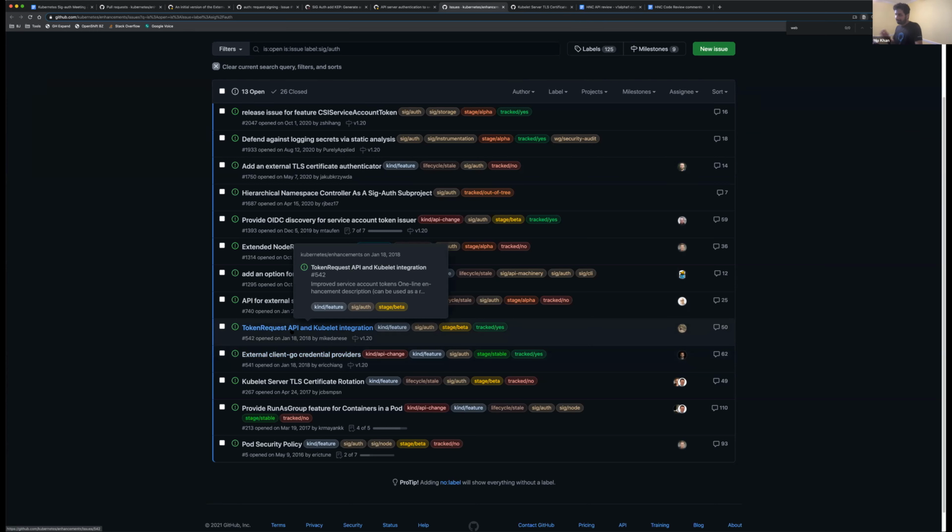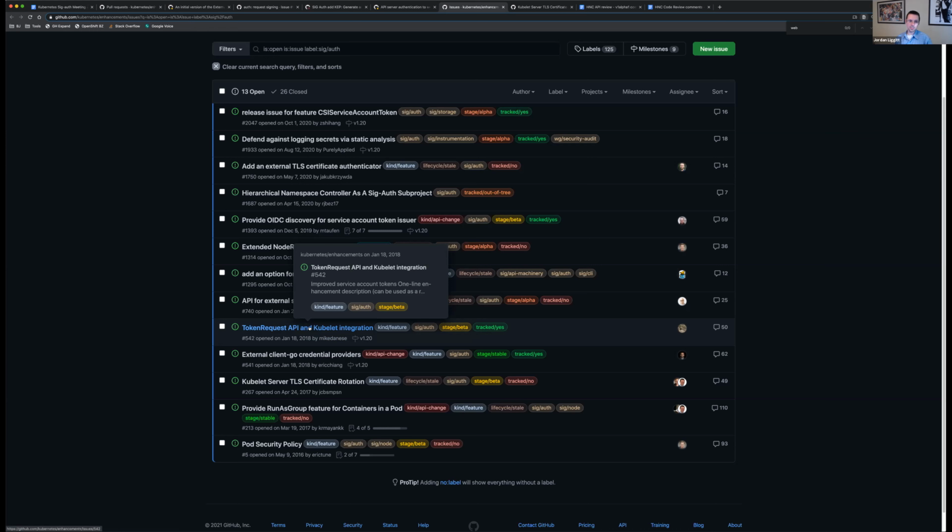All right, where are we at? Where are we at on token request? Is it still beta? So this got decomposed into 3 distinct things so we could phase them in safely. So token request, the API itself and kubelet integration went GA in 1.20.